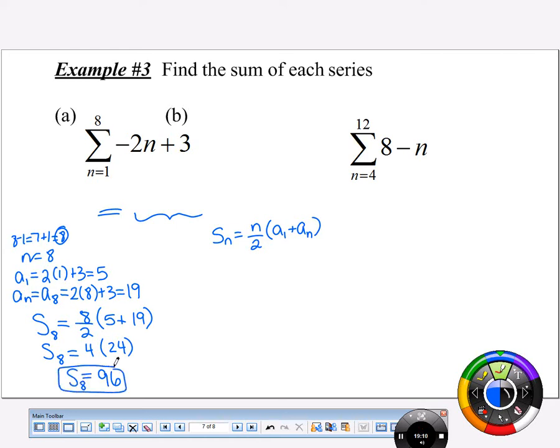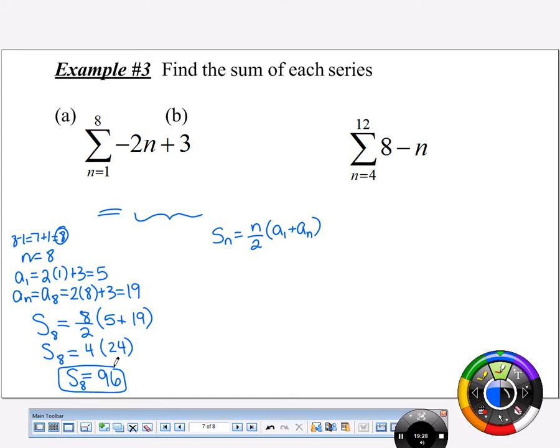Now you could have written out all the terms, and you could have added them up like we did on the first slide. That's fine. It might not even be any slower in this case. However, if I asked you to sum 100 terms, that would definitely be a rough way to go. Okay? All right. So we're going to look at the next one as well.